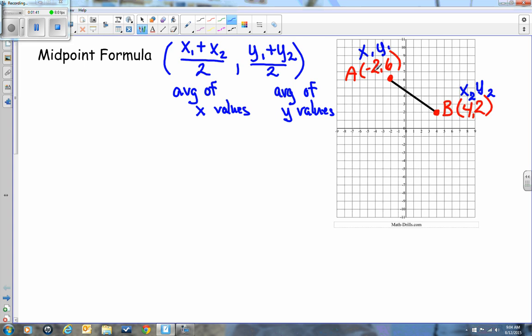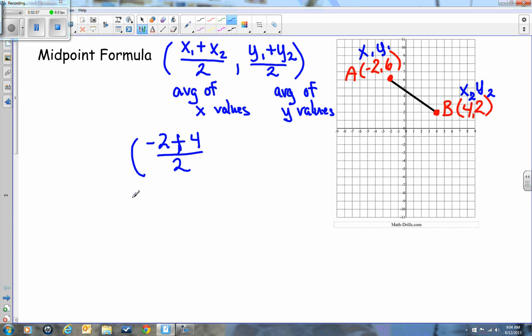We have x1 here, and we have x2 here. Let's substitute those in. x1 is at -2 from here. And then we have x2, which is a 4. So we add 4 according to the formula, and we divide by 2. We found the average of the x's by taking these two x values and dividing by 2.